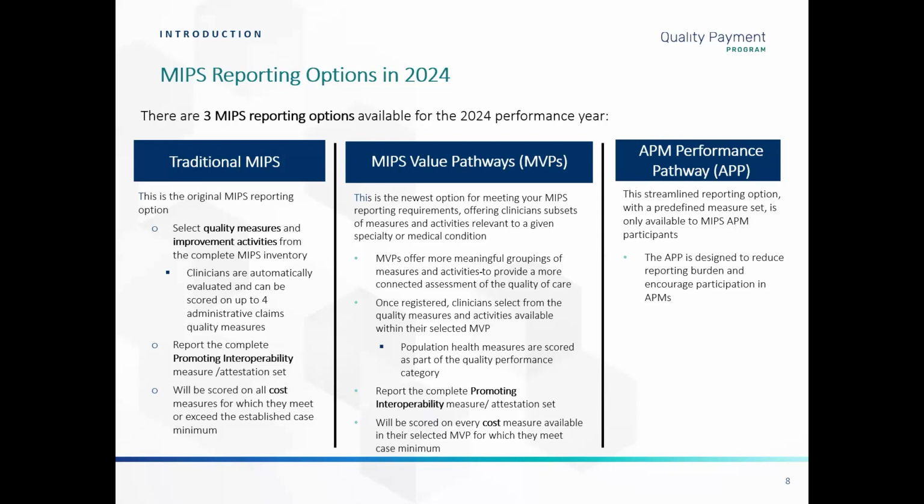MIPS Value Pathways, or MVPs, are a new option. And what CMS did was we created groups that would be more meaningful to certain types of clinicians. So, for example, we pre-select a group of quality measures and improvement activities to make it easier for you so you don't have to go through all the measures if a particular MVP fits your specialty and practice. For promoting interoperability, the same exact requirements exist under MVPs as in traditional MIPS.